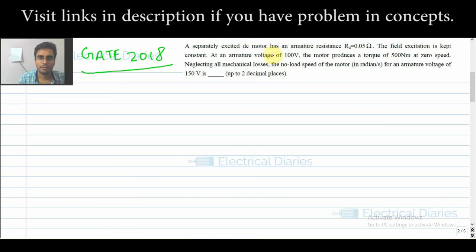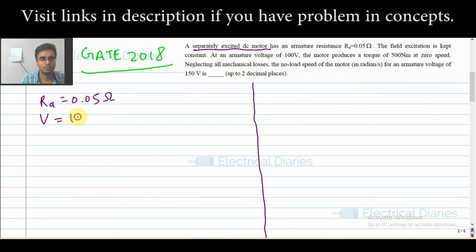Now here the question is given as a separately excited DC motor. One thing that immediately comes to my mind is that the flux is constant. It has an armature resistance RA equal to 0.05 ohms. The field excitation is kept constant and is separately excited also. At an armature voltage of 100 volts, armature voltage meaning the supply voltage, the motor produces a torque of 500 Newton meter at zero speed.